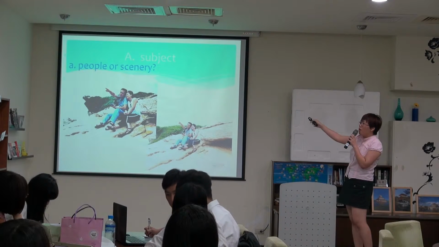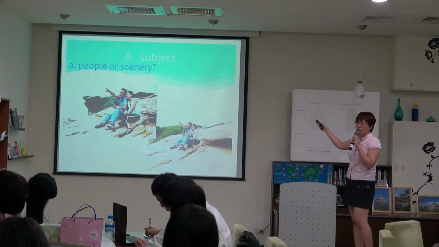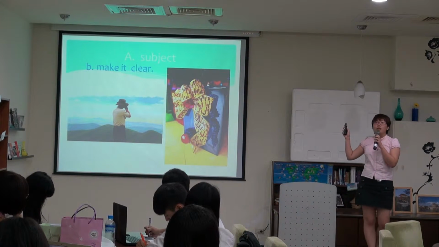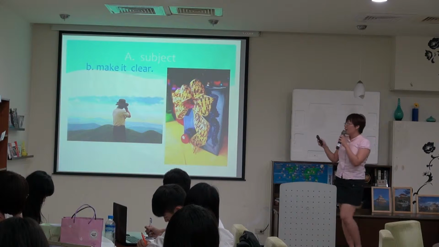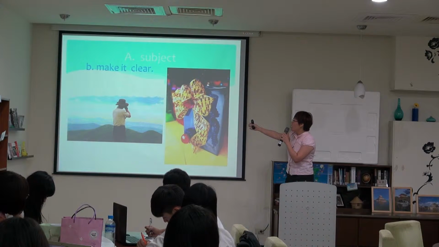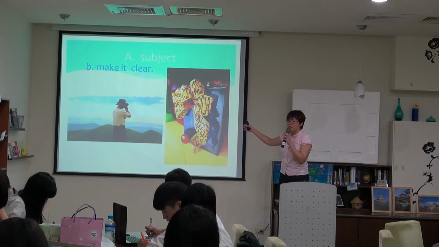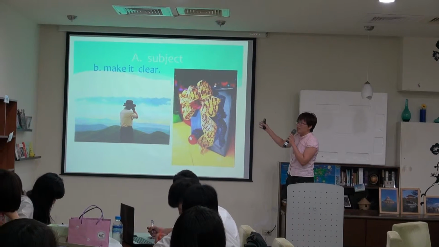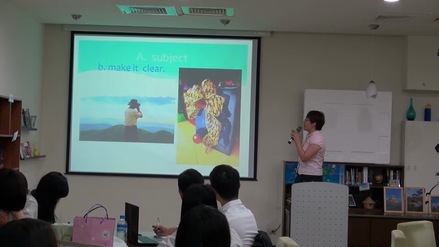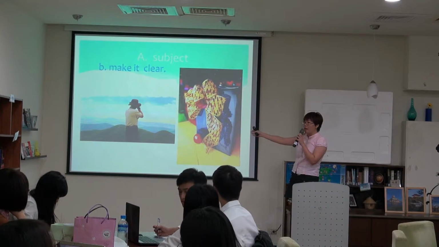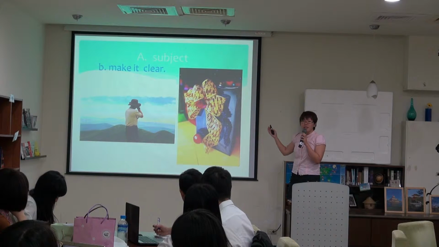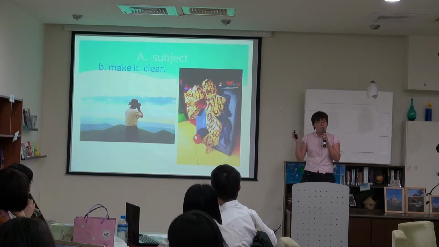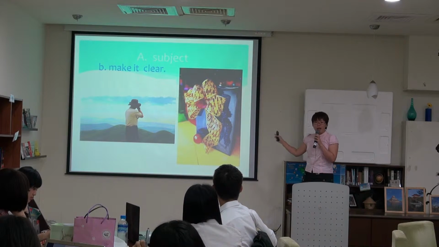Is it the people or the scenery? What if you want them both? Try to make it clear. You see, this old man with the scenery of the mountains. The man is clear and the mountain is blurred. So we all know that the subject is that old man, but you also have the beautiful scenery involved. And how about this one? The present box. Yes, there's only a present box.